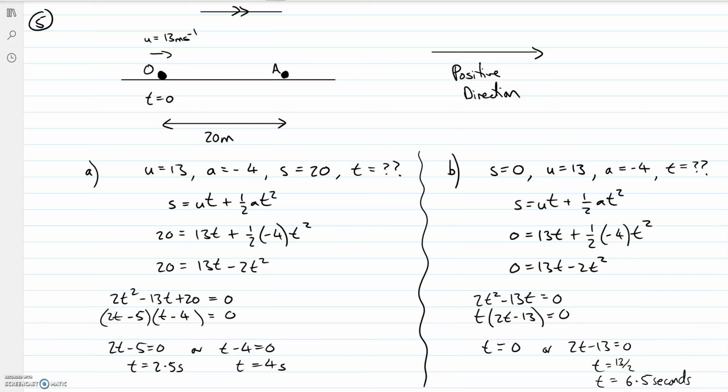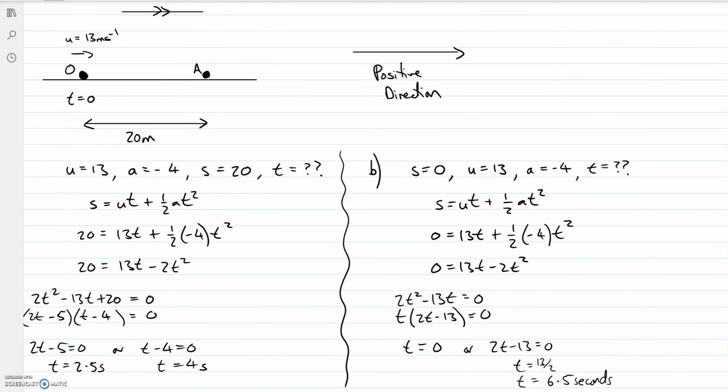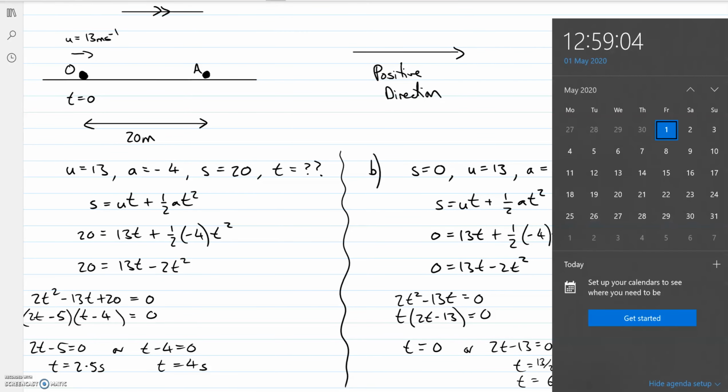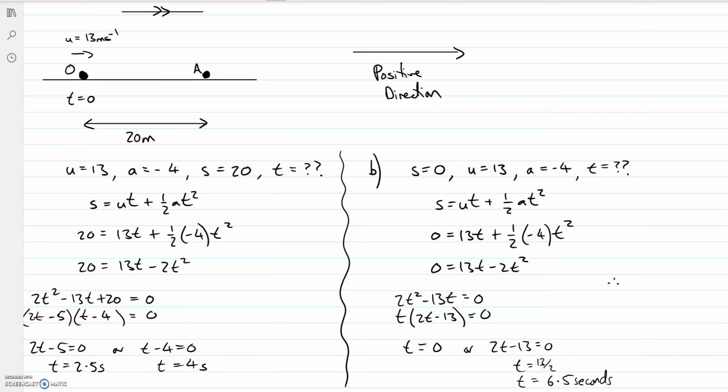And we'll just highlight, because we've got 2 values of t here, therefore the particle returns to O 6.5 seconds after it first passes through O.